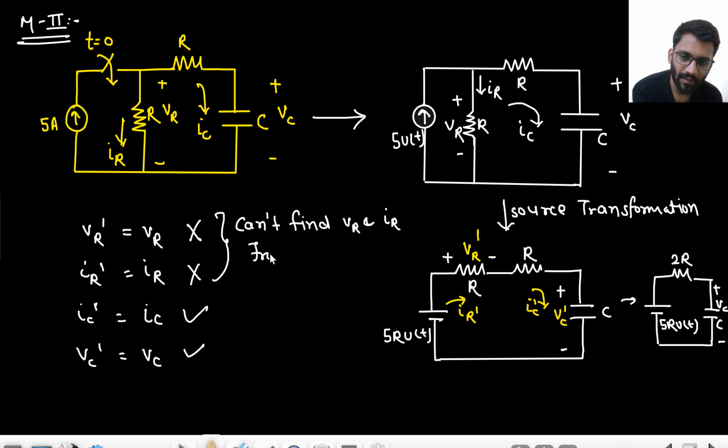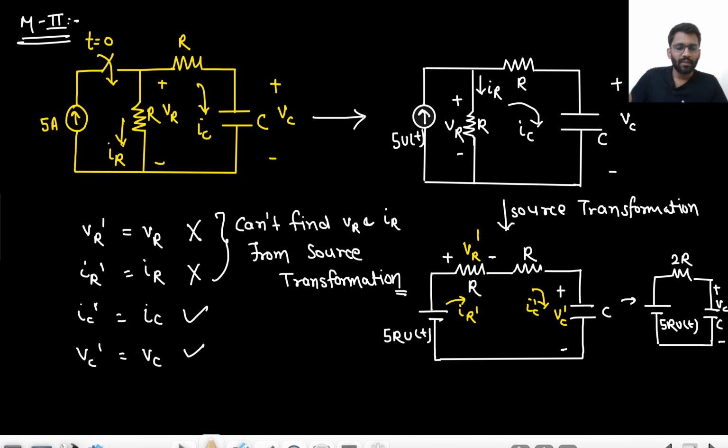Can't find VR from source transformation, right?